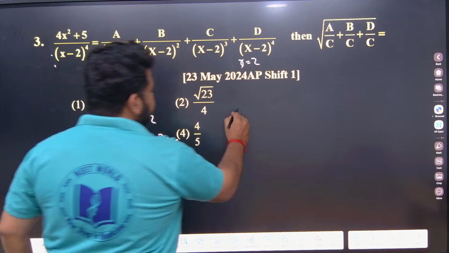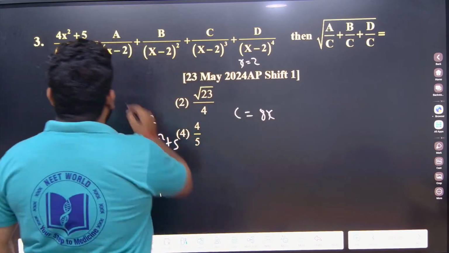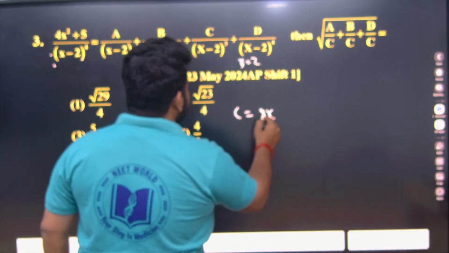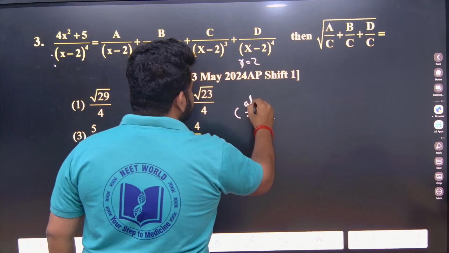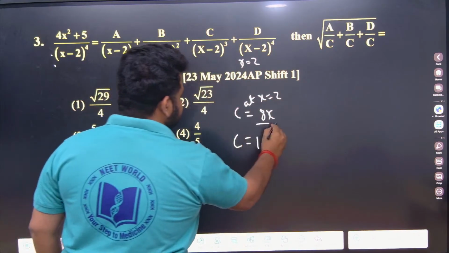So if I want c, I have to differentiate this numerator. I will get 8x. So the c value I will get as 8x, at x is equal to 2. So c will be equal to 16. C will be equal to 16 divided by 1 factorial.